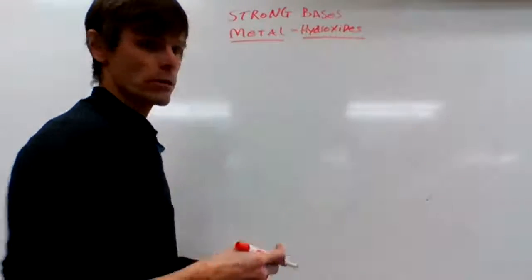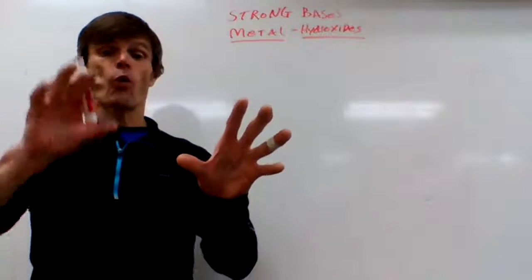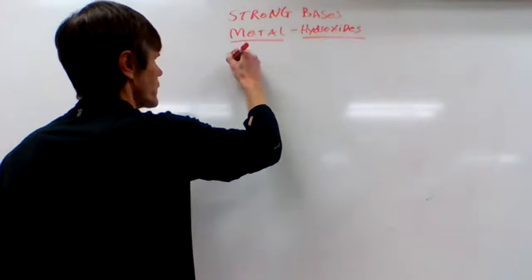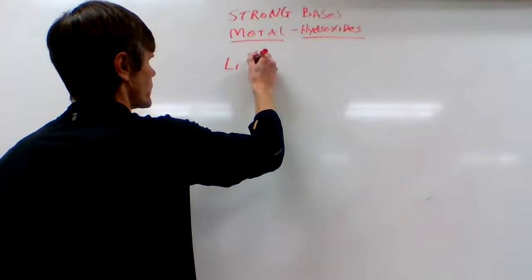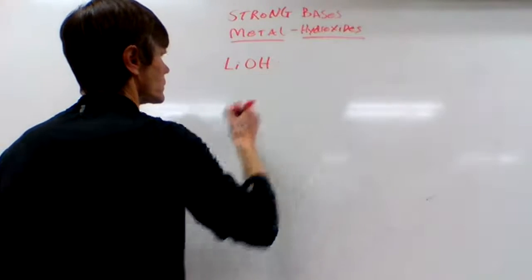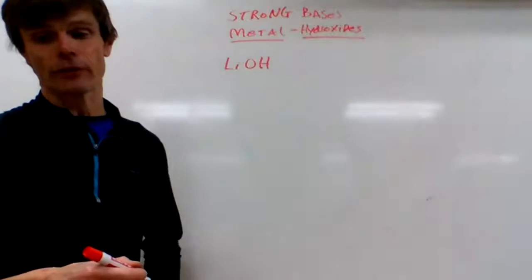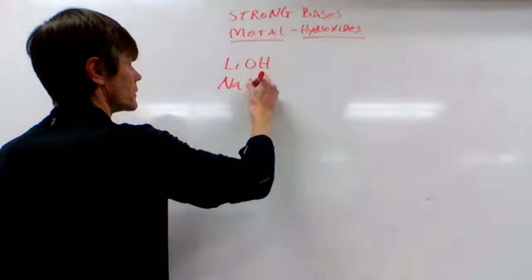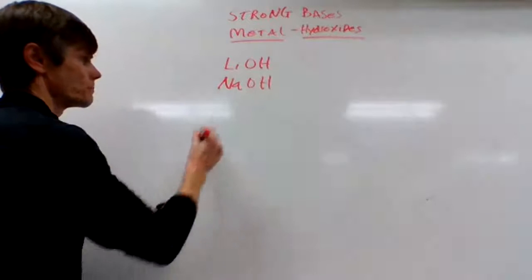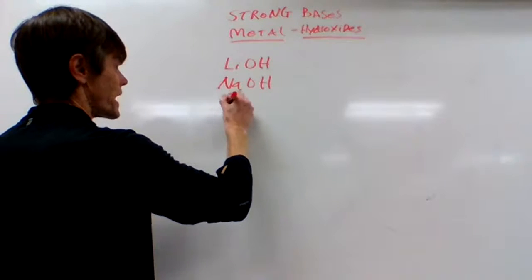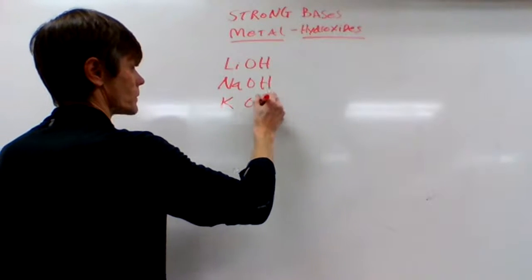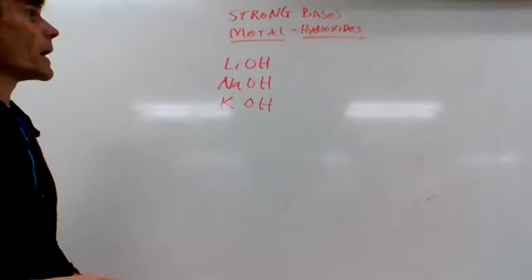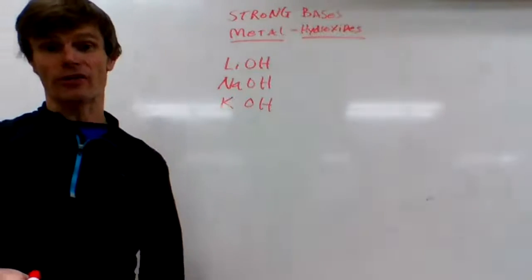It's a metal with a hydroxide. Some examples of these: LiOH, a strong base, NaOH, KOH. These are 3 of our alkali metal hydroxides.